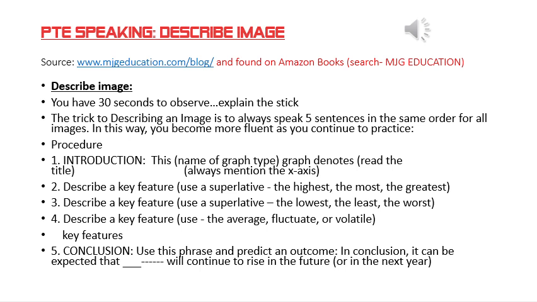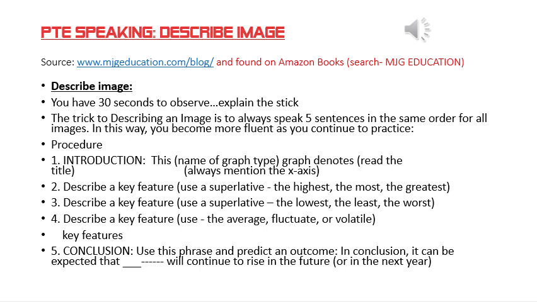Okay, let's loop back to that wheat example. So after this line graph denotes wheat exports from 3 regions of the world from 1985 to 1990, you'd follow the template. Step 2. By 1990, the highest exporter of wheat was the European community. Step 3. The lowest exporter of wheat was Australia. Step 4. The average exporter of wheat was Canada.